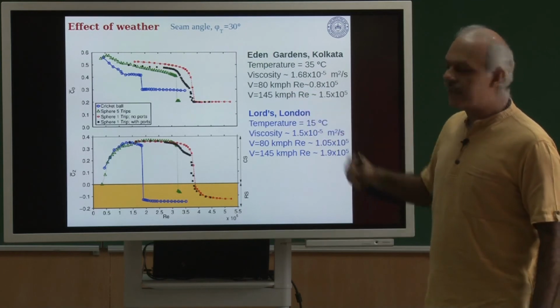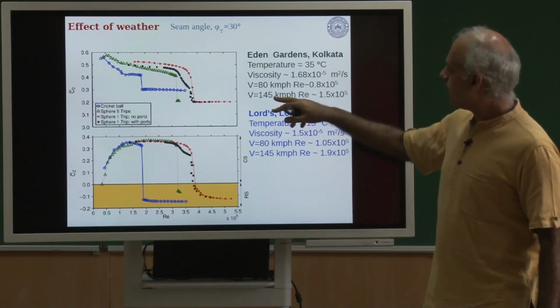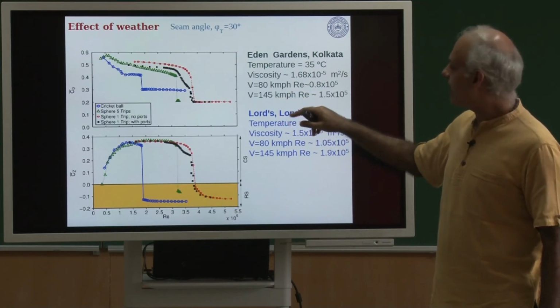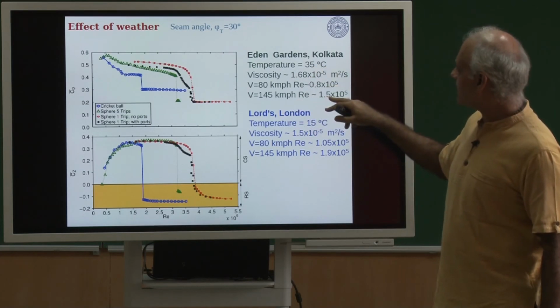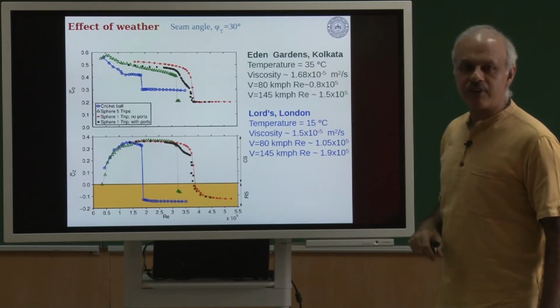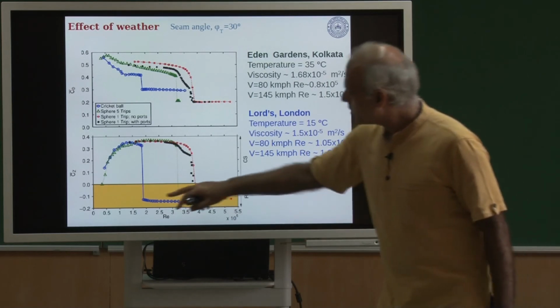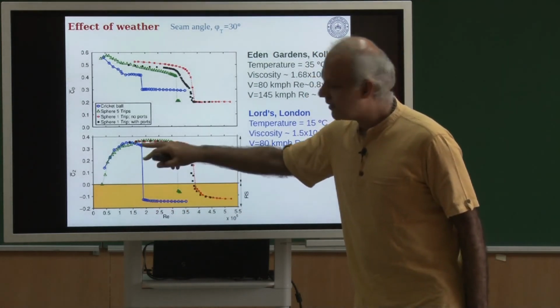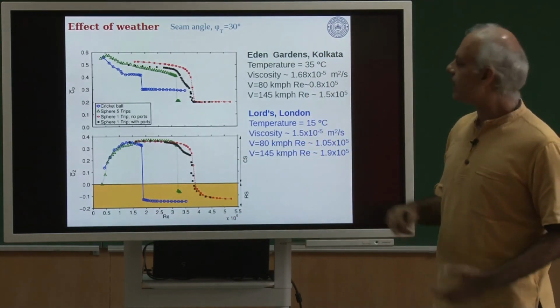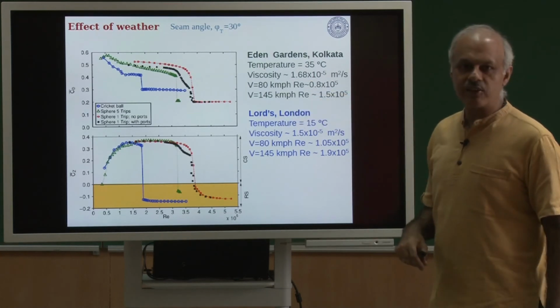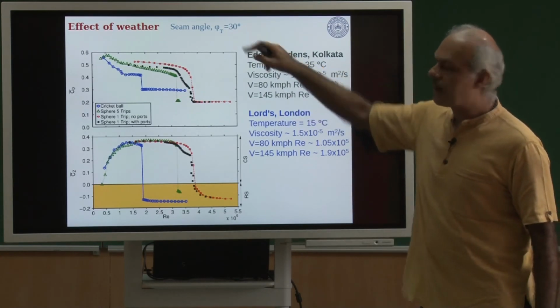What happens to somebody like Bumrah? Bumrah bowls at 145 kilometers per hour, let's say, and he generates a Reynolds number of 1.5 into 10 to the 5th. So that would lie somewhere here. So he is able to swing the cricket ball at 145 kilometers per hour for a seam angle of 30 degrees.